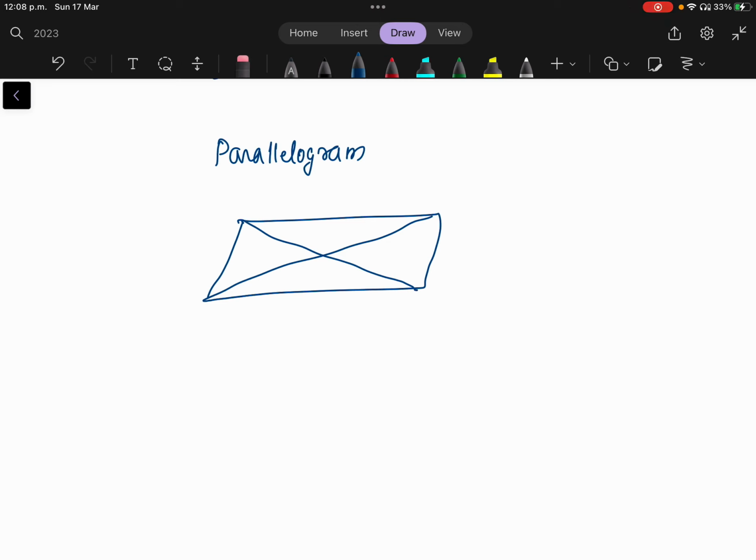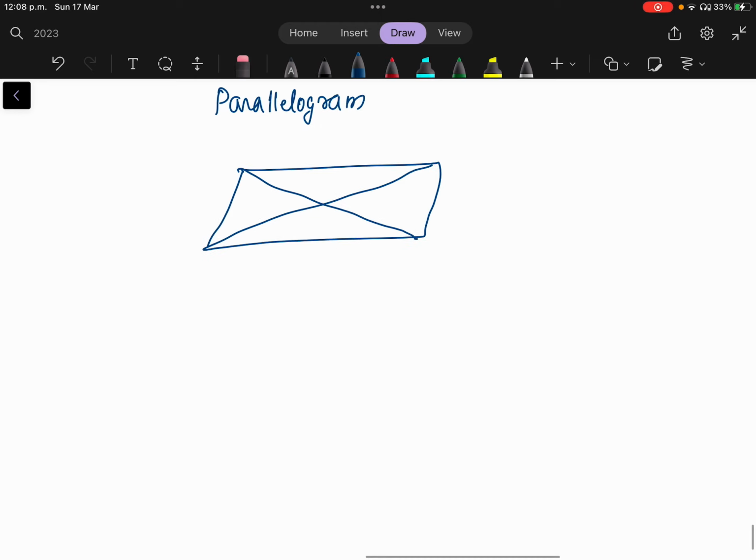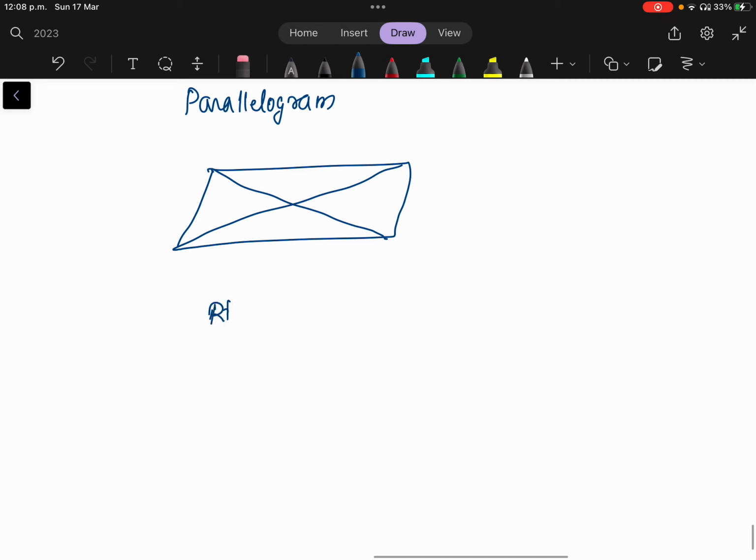In a parallelogram, the diagonals bisect each other. That's it. They may not be equal; sometimes they can be equal, sometimes not, so you cannot generalize it. So the diagonals bisect each other. Okay, and then you have the rhombus.